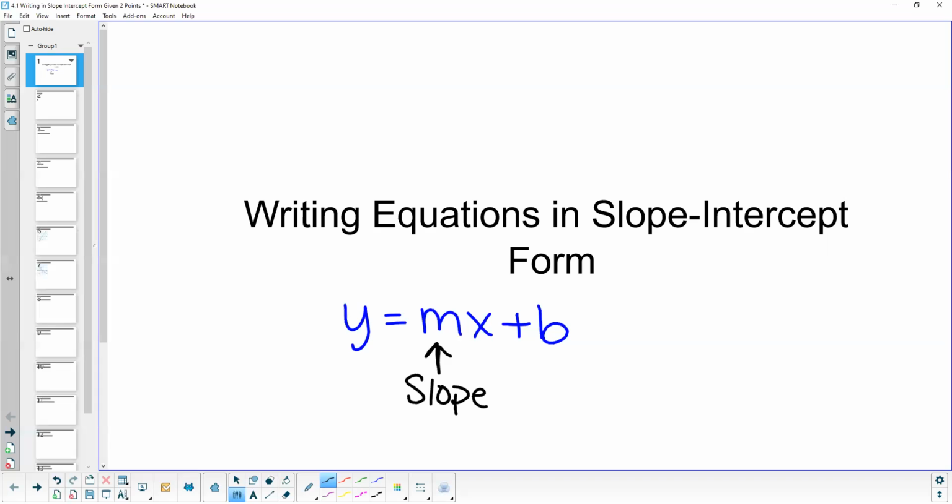Now, sometimes our slope's going to be given to us. Sometimes we're going to have to calculate it. If we need to calculate our slope, we're going to use y2 minus y1 over x2 minus x1 if they give us 2 points.